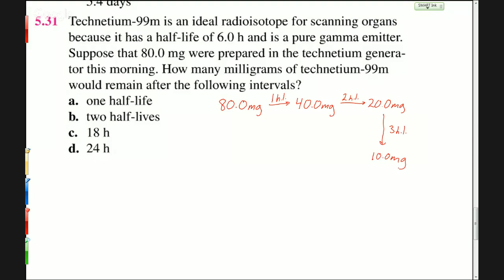This is, I think, the best way to do these kinds of problems. Set up a little map like this where you're just cutting it in half a bunch of times. Then see what the problem's asking and see where that fits in the map. So one half-life would be right here. Two half-lives is here. And how many half-lives is 18 hours? Yeah, that's 3. So that's C. And then how many half-lives is 24 hours? 4, right. So we cut it in half one more time. And that's D.